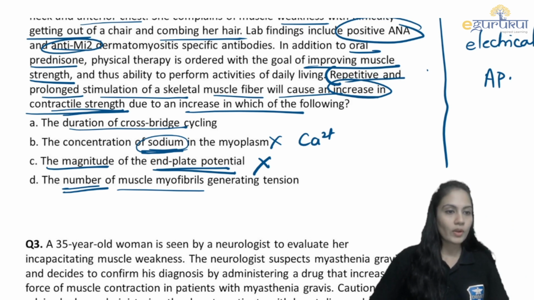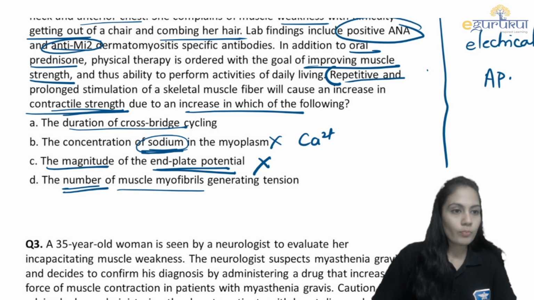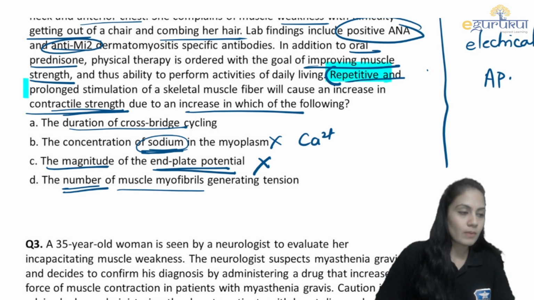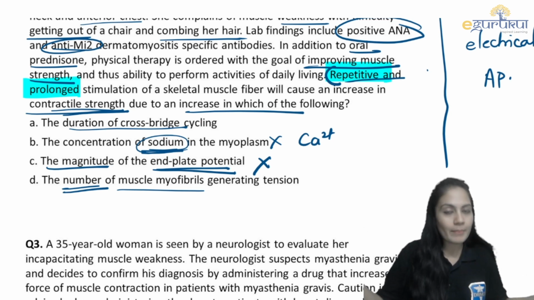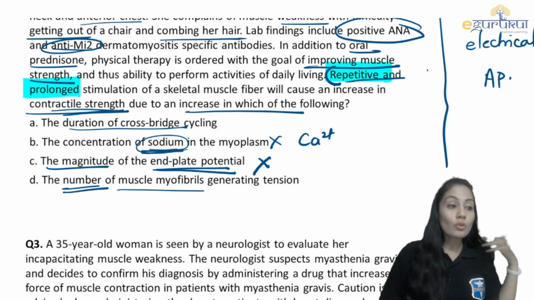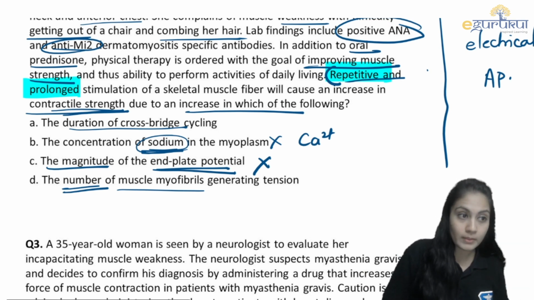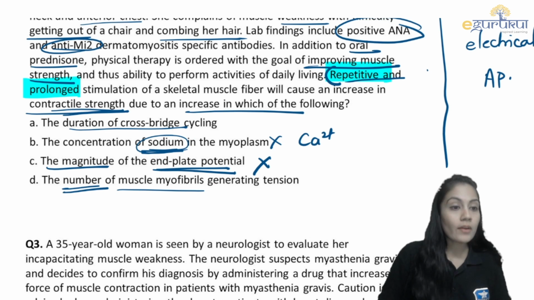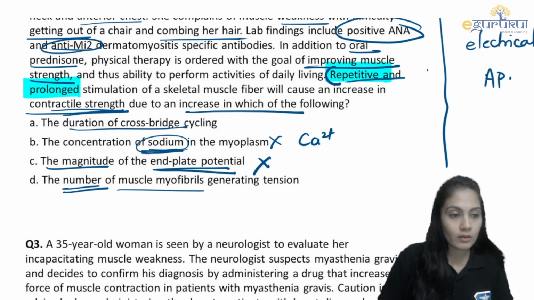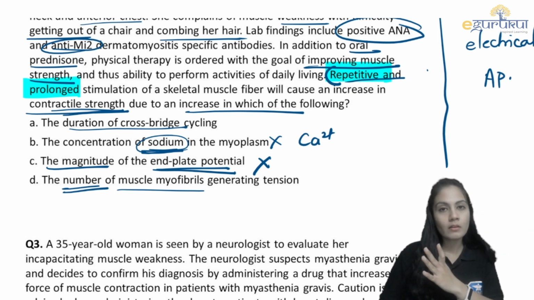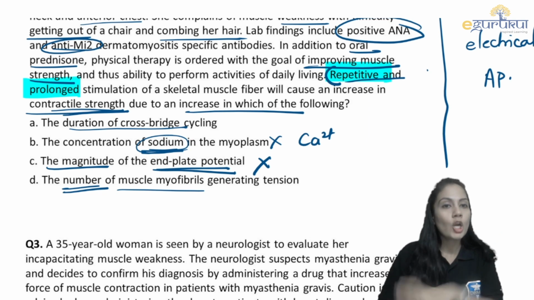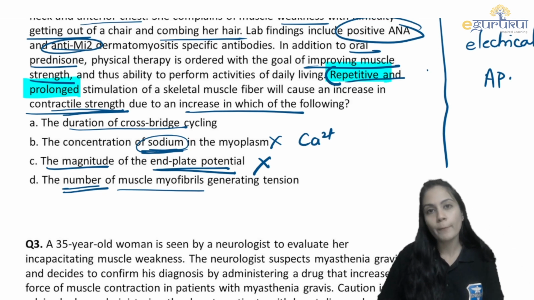Now look over here, what do they ask us, what is the hint? We cause repetitive as well as prolonged stimulation of skeletal muscle. So if you do repetitive and prolonged stimulation, obviously the maximum number of myofibrils are going to get activated, right? So there is no chance of increasing the number of muscle myofibrils. Yes, that would have been the case in successive stimuli, but this is not the case. We are prolonging the contraction and also doing it repeatedly. So whatever maximum number of myofibrils are there, they are going to get activated.